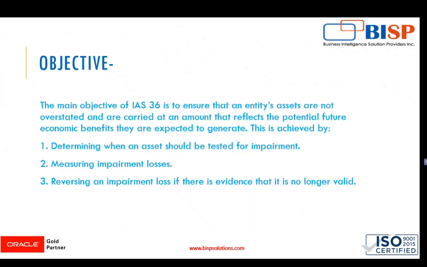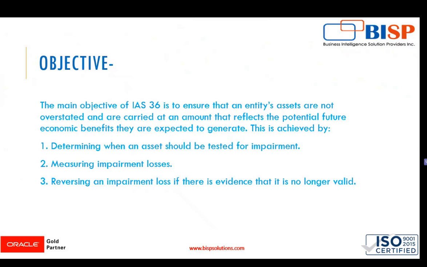Then comes our objective. The main objective of IAS 36 is to ensure that an entity's assets are not overstated and are carried at an amount that reflects the potential future economic benefits they are expected to generate. This is the same as the definition covers. This is achieved by determining when an asset should be tested for impairment, measuring impairment losses, and reversing an impairment loss if there is evidence that it is no longer valid.